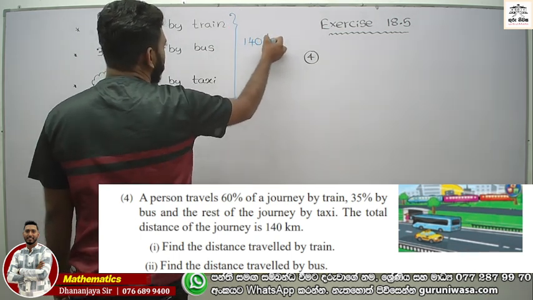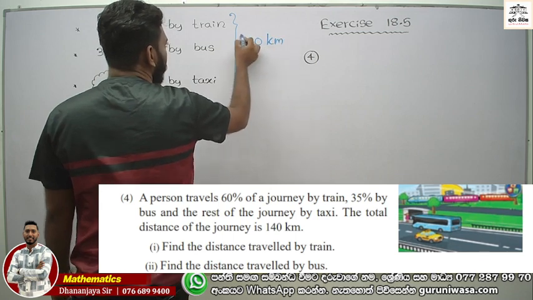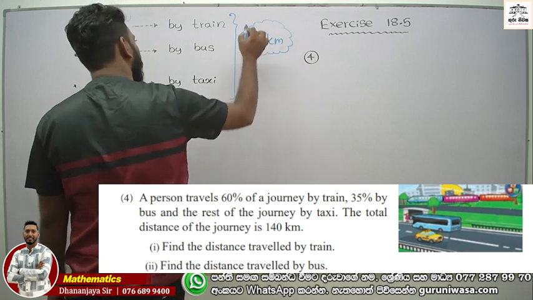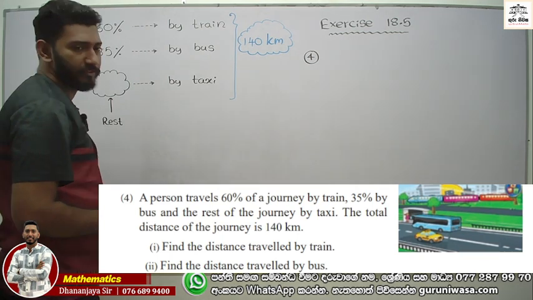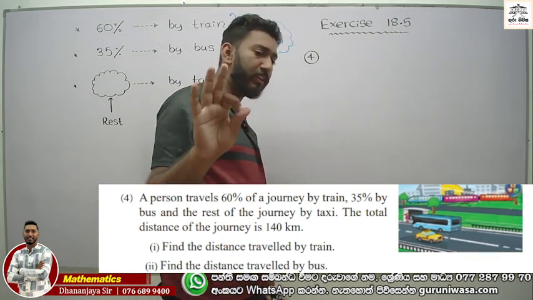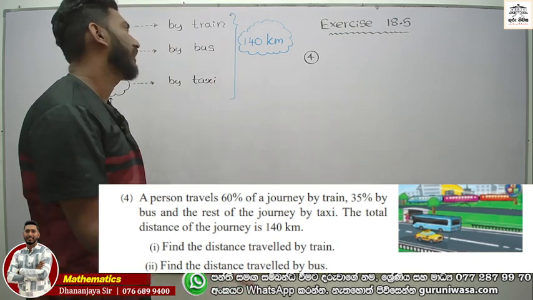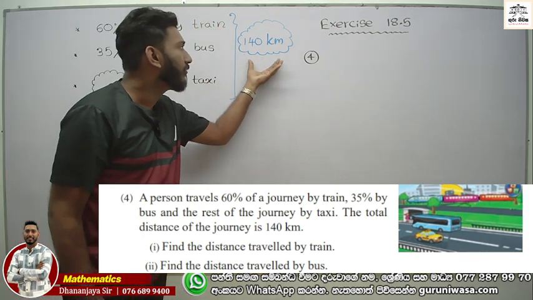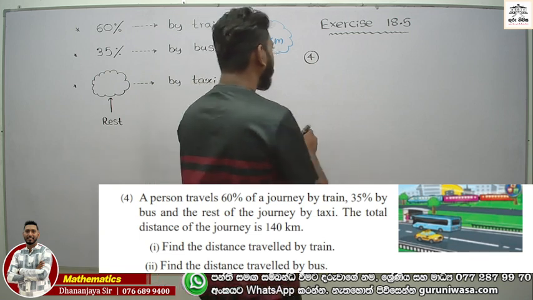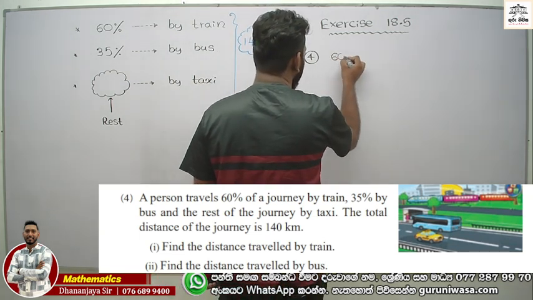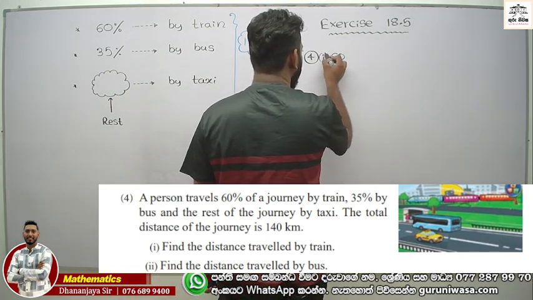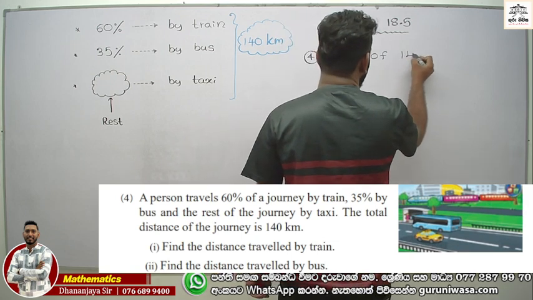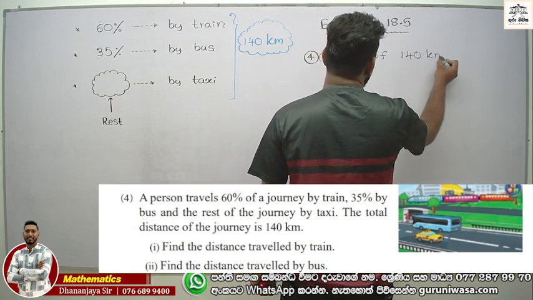140 kilometers. This is the total distance of the journey. Now question number 1: find the distance traveled by train. Therefore, 60% of 140 kilometers, right? That is Roman number 1.